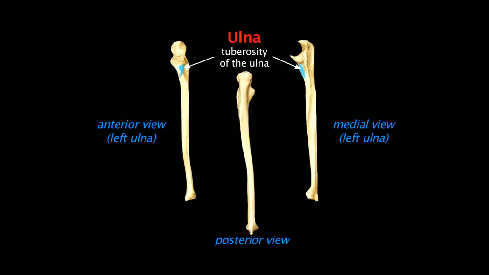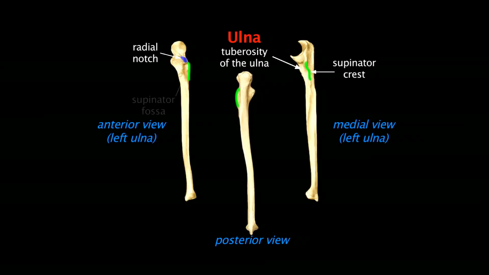On the lateral side of the coronoid process is a smooth depression called the radial notch that receives a part of the head of the radius. It rubs against the head of the radius. Just inferior to this notch is a prominent ridge called the supinator crest. And just anterior to the crest is another smooth depression called the supinator fossa.